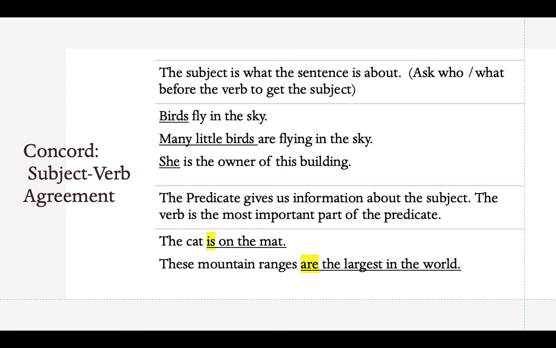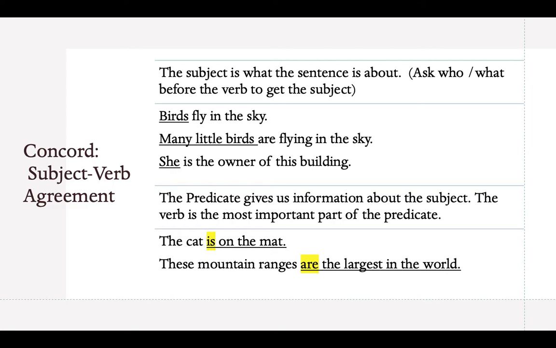The subject is what the sentence gives you information about. അത് കഴിഞ്ഞിട്ട് whatever information is being given about the subject is what is known as the predicate. So birds, subject ആണ്. What do we learn about the birds? That they fly in the sky. So that whole part, fly in the sky, that entire part is the predicate of the sentence. So subject plus predicate. The cat is the subject, is on the mat is the predicate.